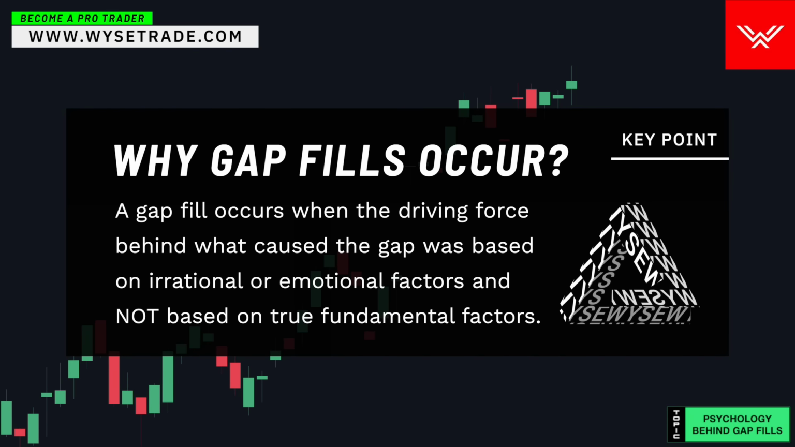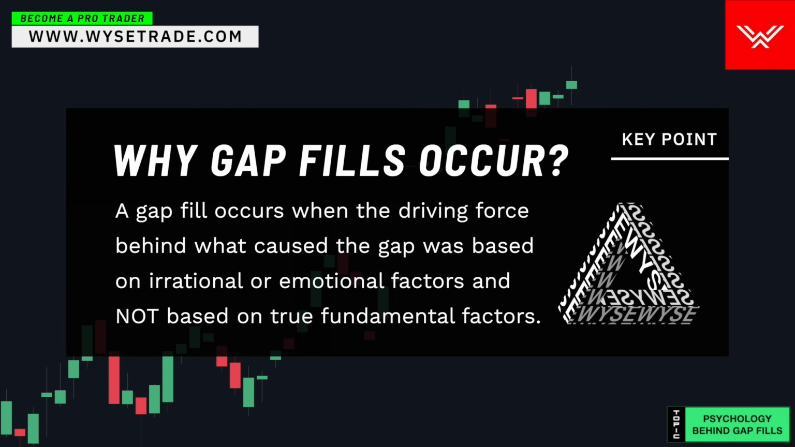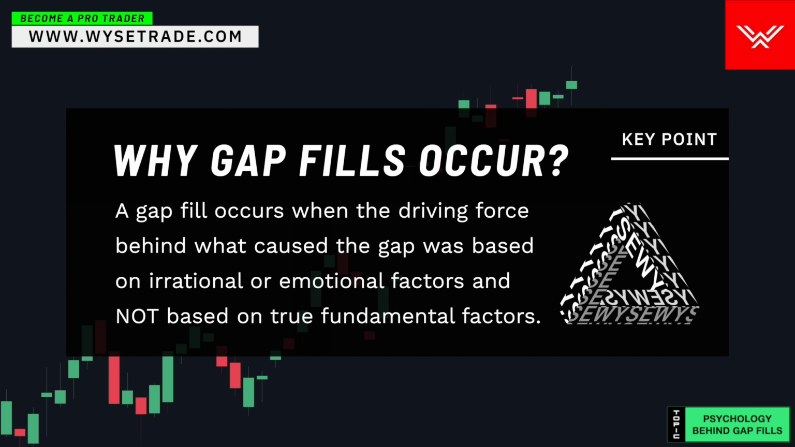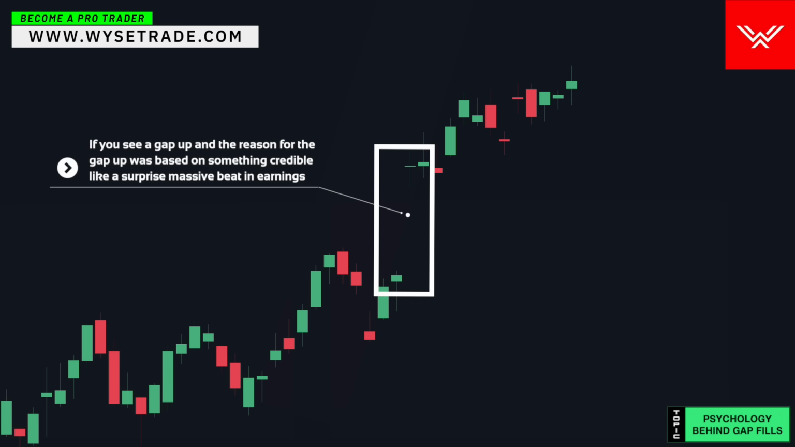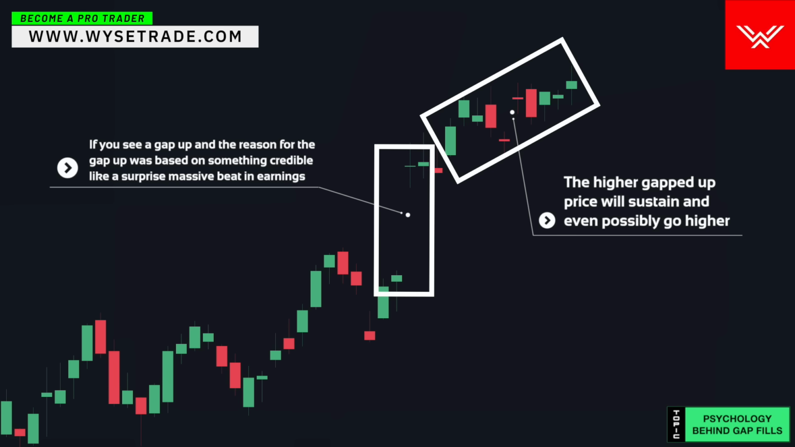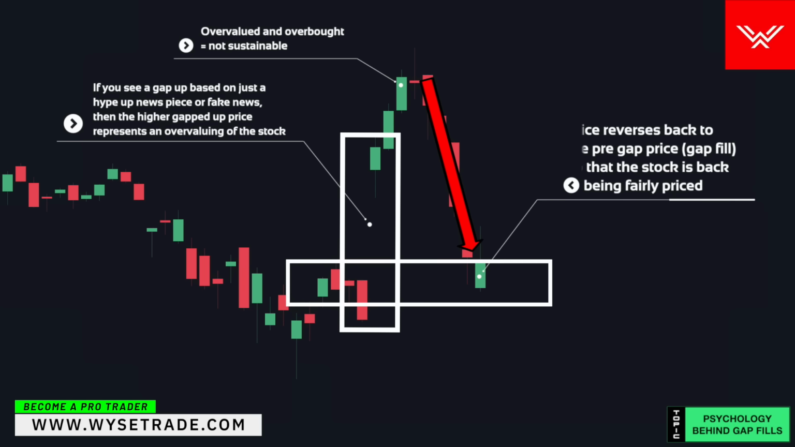A gap fill occurs when the driving force behind what caused the gap was based on irrational or emotional factors and not based on true fundamental factors. If you see a gap up and the reason for the gap up was based on something credible, like a surprise massive beat in earnings, the higher gapped up price will sustain and even possibly go higher. If you see a gap up based on just a hyped up news piece or even fake news, then the higher gapped up price represents an overvaluing of the stock, also known as overbought, and the price will correct back to the pre-gap price so that the stock is back to being fairly priced.